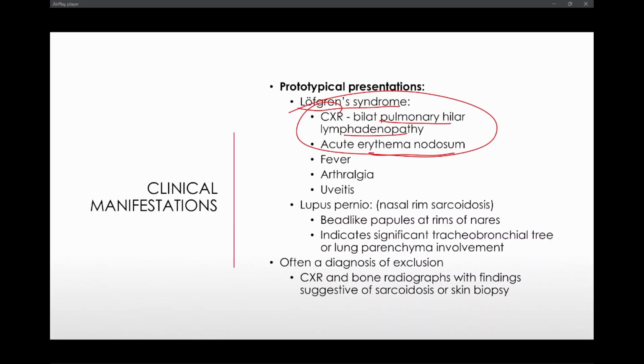Lupus pernio. This is your nasal rim sarcoid. These are the bead-like papules on the rims of the nares under the nose. When you have that, it indicates significant tracheobronchial tree or lung parenchyma involvement. So if you see this underneath the nose, assume those are also in the bronchial tree as well. Does it start on the nose or does it go to the lungs first? I'm not actually sure where it starts, but obviously it goes back and forth and it just keeps making it worse. If you have this, you have it.